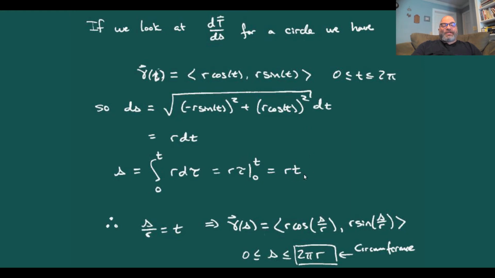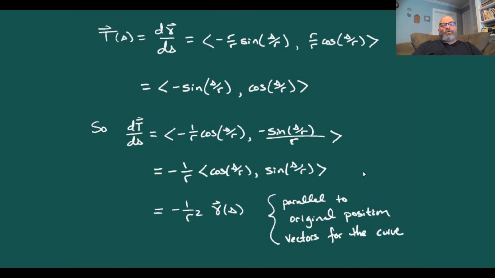Well, solving for t gives us t is equal to s over r. Plugging this back into our parameterization just gives us gamma of s being r cosine of s over r and r sine of s over r. And our interval for s goes from 0 up to 2 pi r, which we would recognize as being the circumference of our circle. That was just a little bit of a review of parameterizing a curve with respect to arc length.